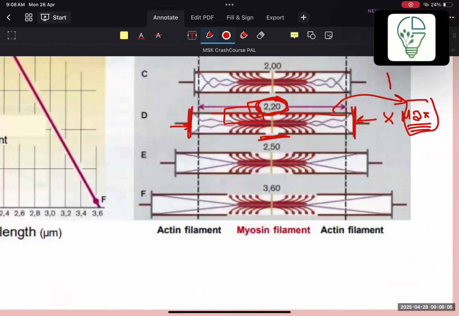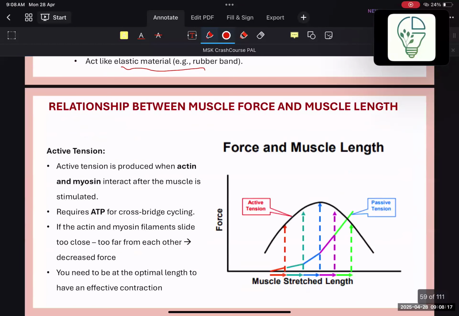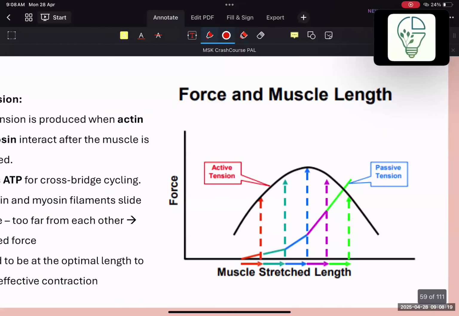Now, what happens when you overstretch your muscles is that look at how the myosin stops overlapping with the actin. And this is pretty bad because this is going to start decreasing the quality of force that you have. And that is perfectly illustrated by this graph. When your muscle is squished over here, you have poor force. As you're increasing the way the myosin and actin overlap, you're increasing the force until you reach your optimal length.